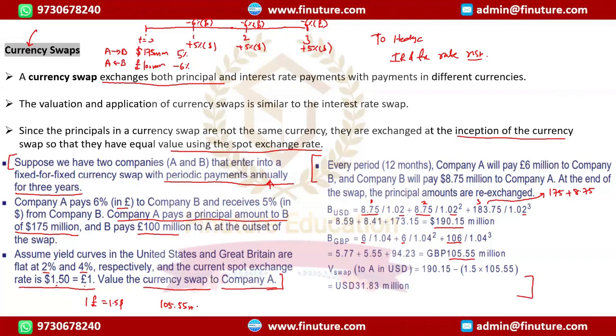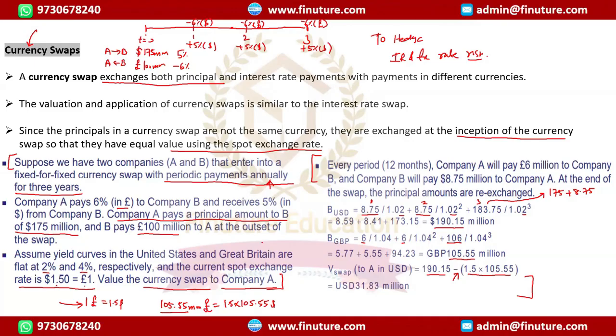So what I will get: 105.55 million pounds would be equal to 1.5 into $105.55. I just multiplied this 105 on both sides of this equation. So whatever number 1.5 times this is would be in dollars, which A will pay to B at maturity. So at this point you will receive this $190 million, and you will pay this much in dollars. And the net of this would be the value of your currency swap.